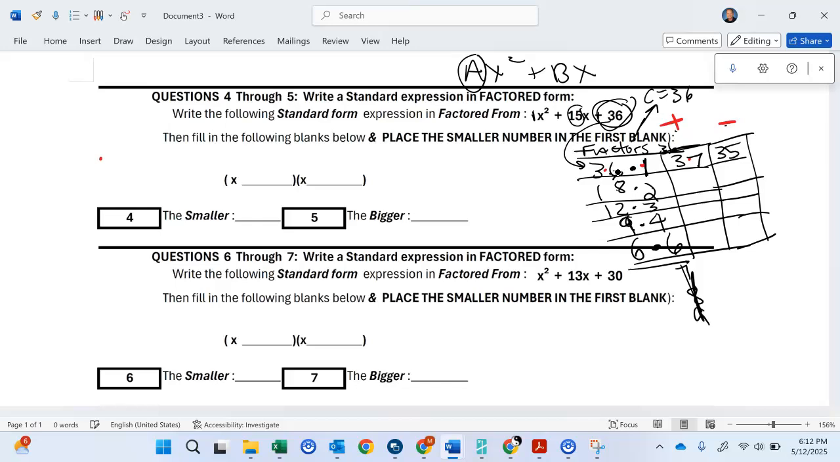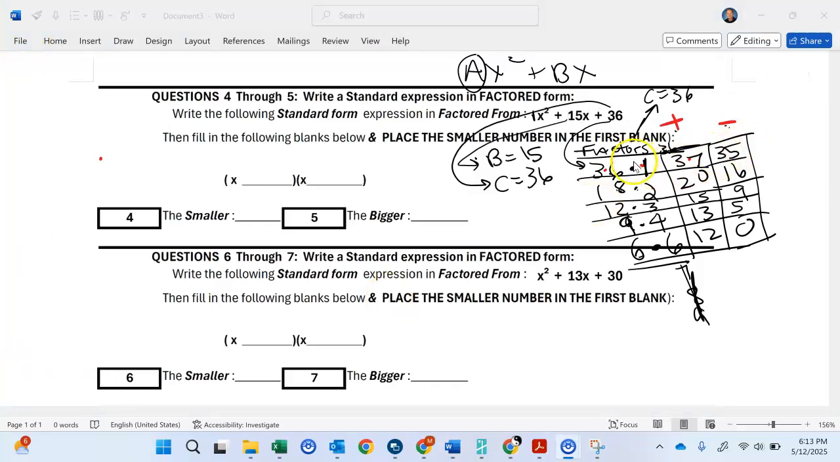And 18, so I'll fill it out. 18 plus 2 is 20. 18 minus 2 is 16. 12 plus 3 is 15. 12 minus 3 is 9. 9 plus 4, 13. 9 minus 4, 5. 6 plus 6 is going to be 12. 6 minus 6 is 0.